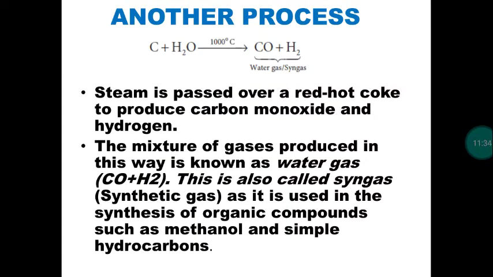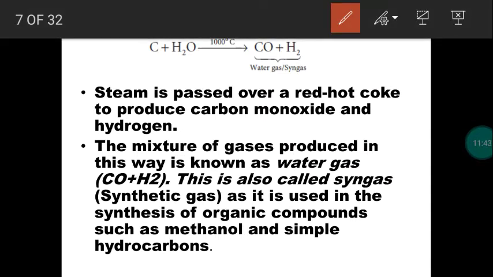Next, instead of taking methane, the same process can be repeated. Instead of taking methane, we can take coke, right? Coke is nothing but a carbon. So carbon is present in different forms like animal charcoal or coke and so on. So we take a red hot coke. When steam is passed over a red hot coke at 1000 degrees Celsius, we get the mixture of same carbon monoxide and hydrogen. So this mixture is called what?